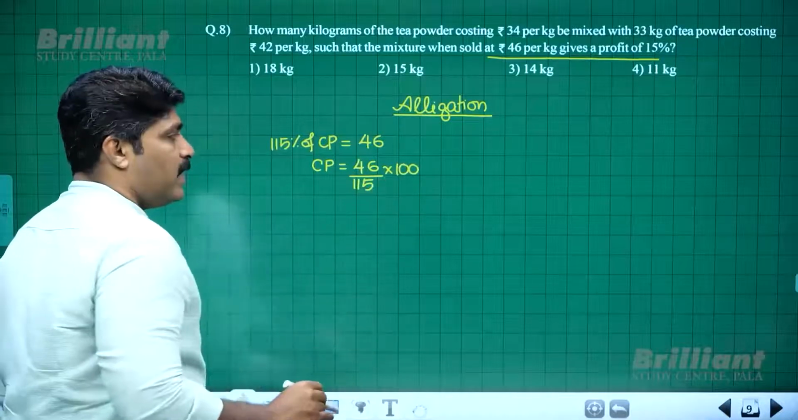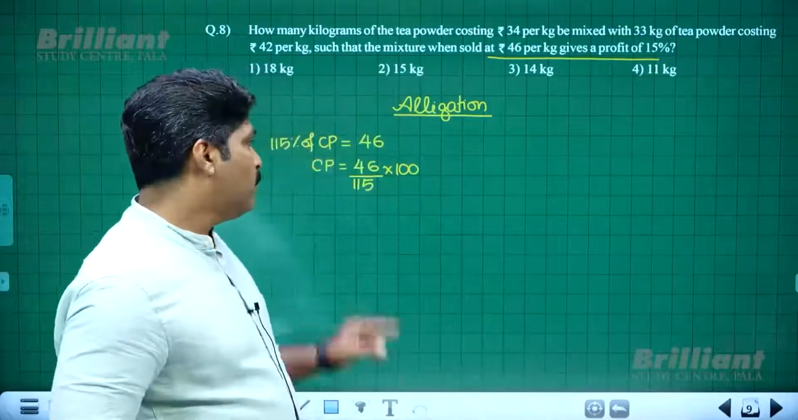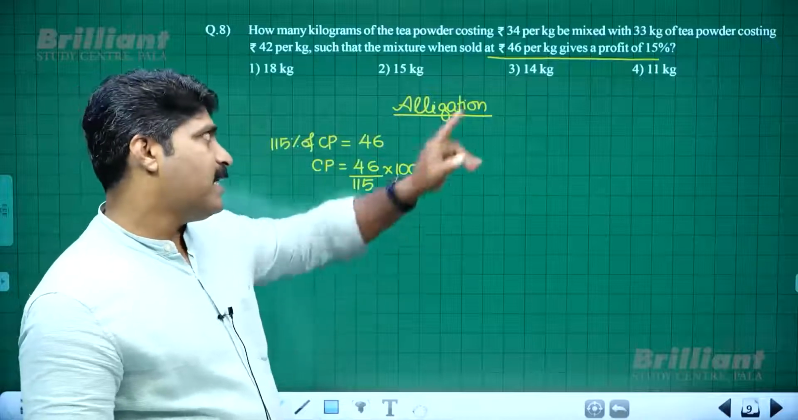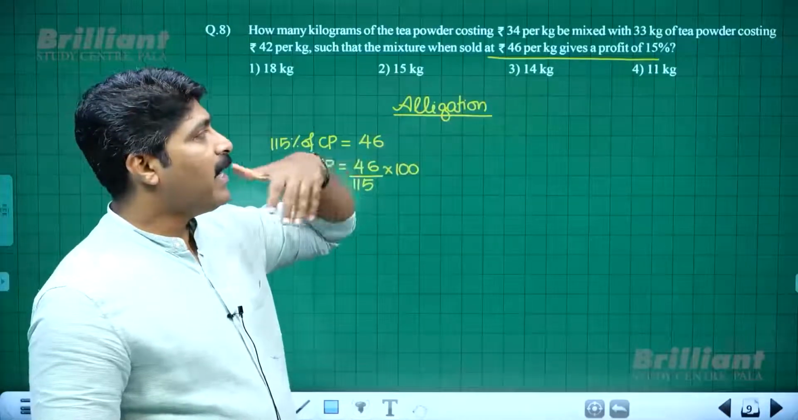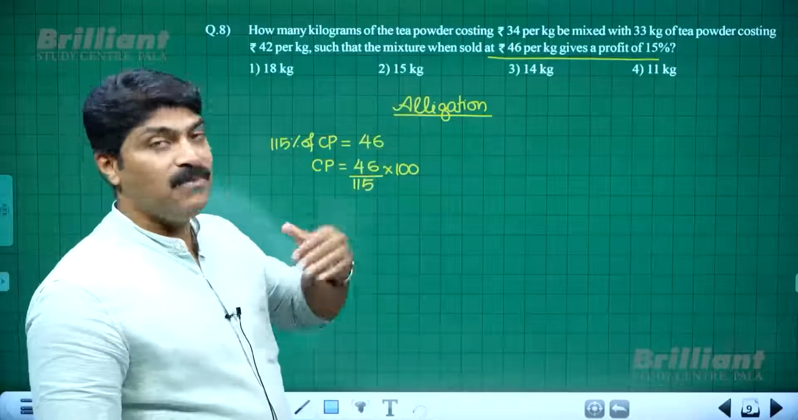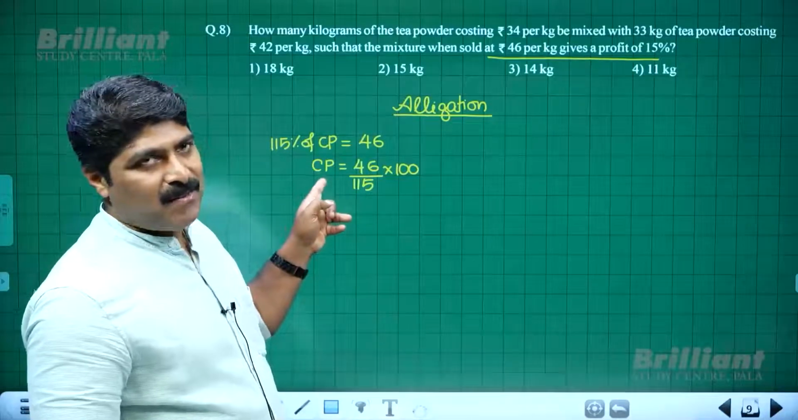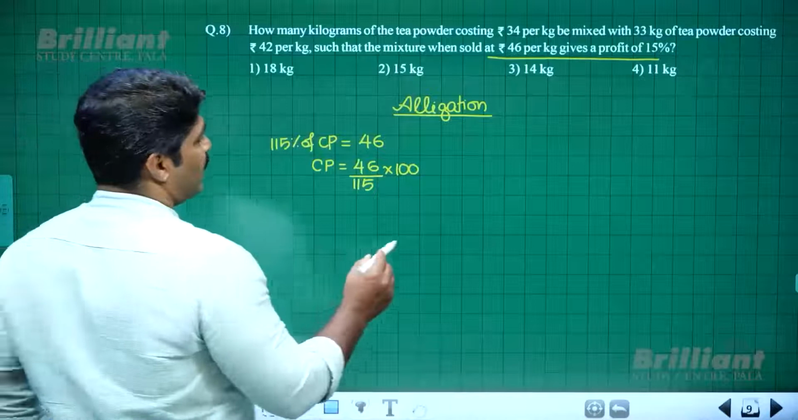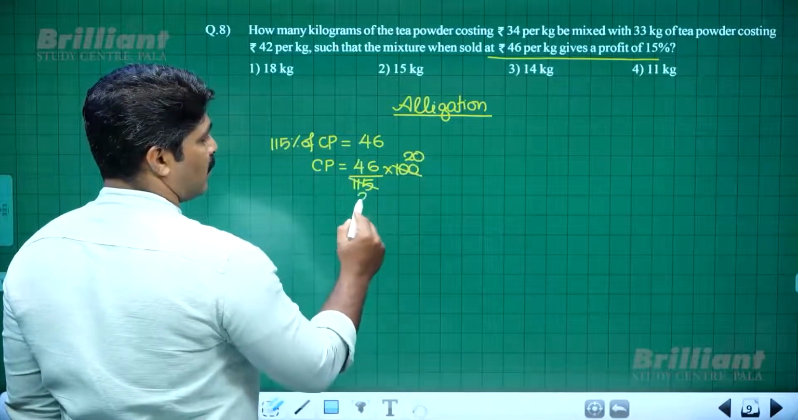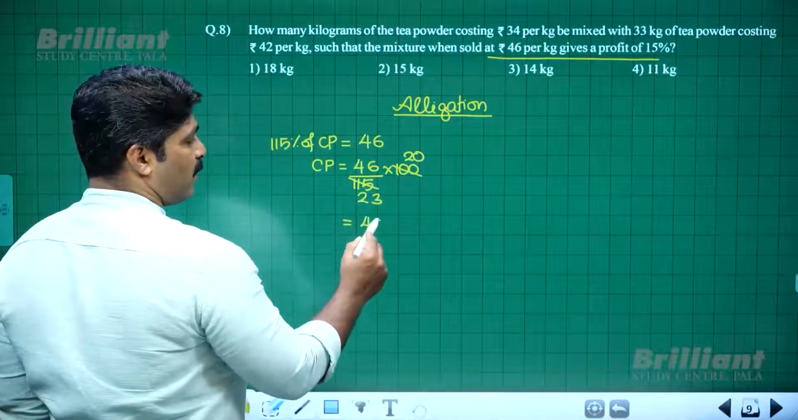For doing this allegation method, what you want to do? First you have to find out the cost price of the mixture. It is given that the rupees 46 includes a gain of 15%, that is, that price is 15% more than the original cost price. That's why we are considering the operation like this. Then we are dividing. Here this is 20 times, so this is 23 times. So take this towards here, that is 2 times of 20, which is equal to 40.